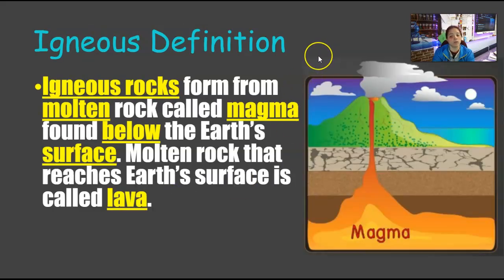All right, here's the definition for igneous rock. The igneous is what we're looking at right now. They form from molten rock called magma. That's the stuff down here, below Earth's surface. And molten rock that reaches the surface, the stuff right up there, is called lava. So magma in, lava out.